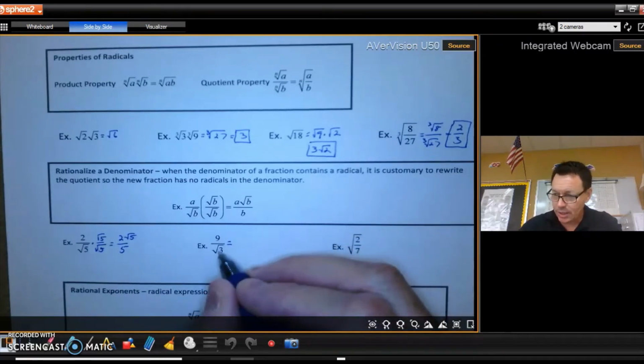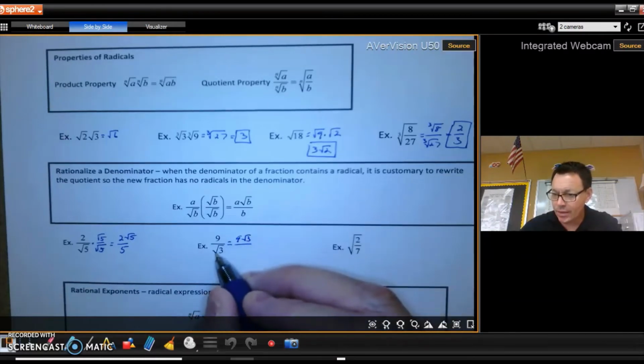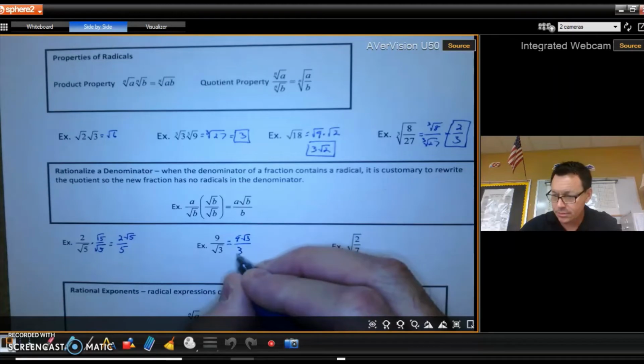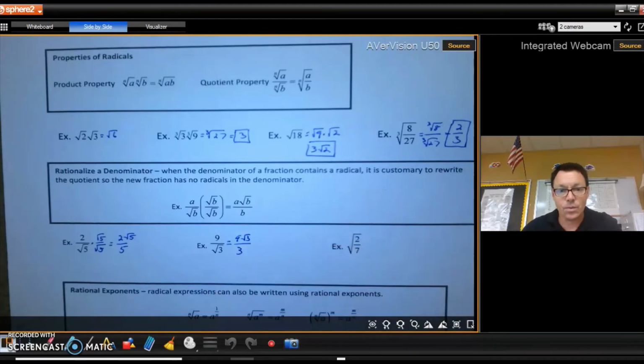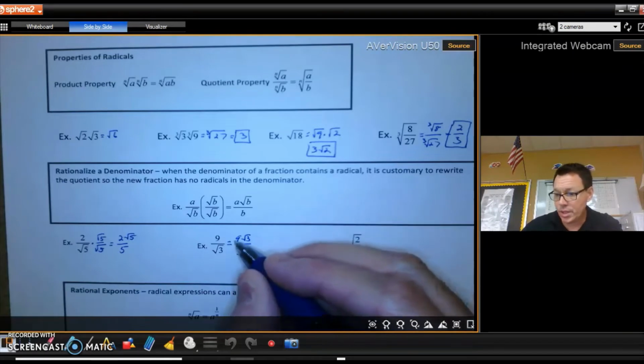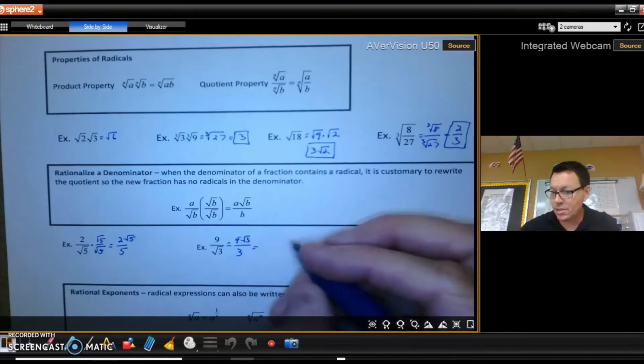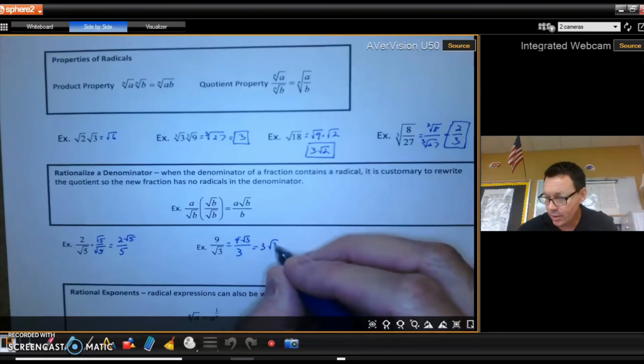Using that trick, I would take the radical 3, move it up to the top, so 9 radical 3, and then I would rewrite the radical without the radical. So that is now rationalized. Now, that can also be simplified, because 3 goes into 9 3 times. I couldn't simplify here, but once I did this, I could simplify. So 3 radical 3.